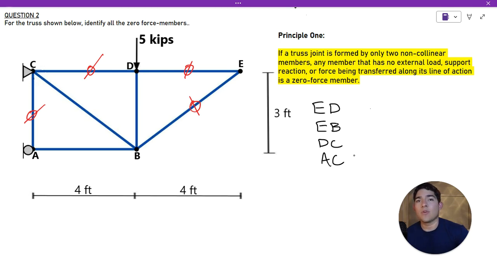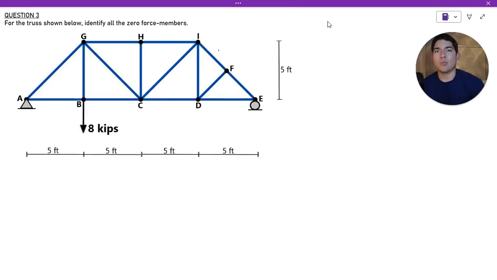So now let's go ahead and move on to question number 3. Moving on to question number 3, now we have a new truss. Like I mentioned earlier, questions 3 and 4 can be solved using principle number 2 of identifying zero force members. So let me go ahead and show you what principle 2 is.